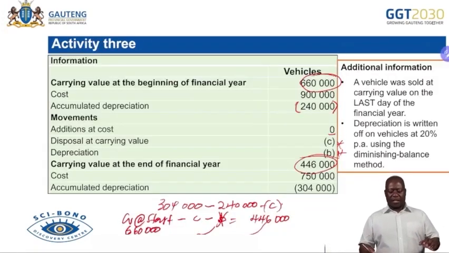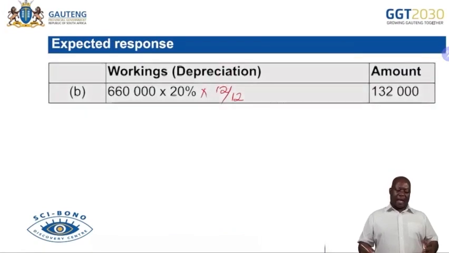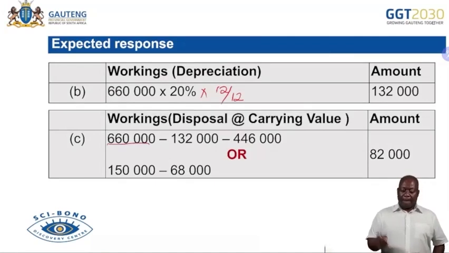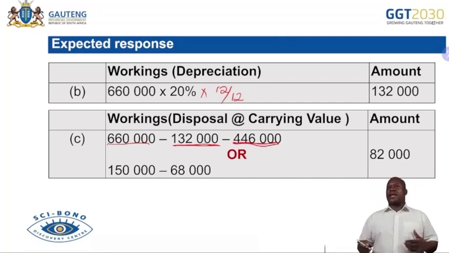That's exactly what is being shown on your answer sheet now. We are taking the 660 minus the disposal, which we have. You still remember this one, right? Minus the balance that we are having at the end. And we get 82. So that is the disposal at carrying value. We are just looking into the relationships that our information has and making sure we factor it in for us to get what we are looking for.